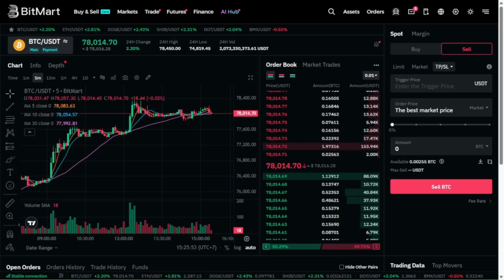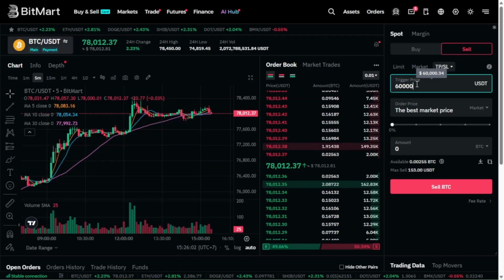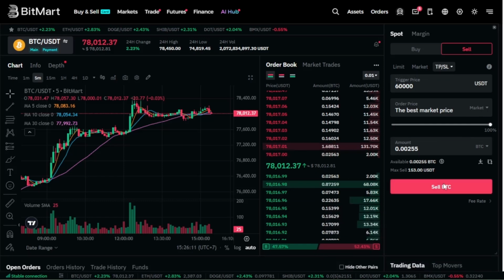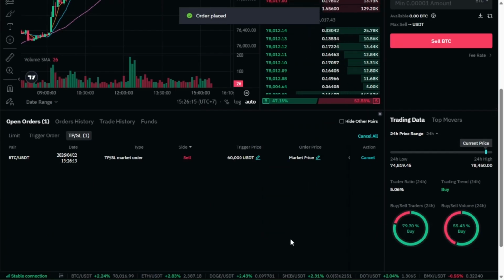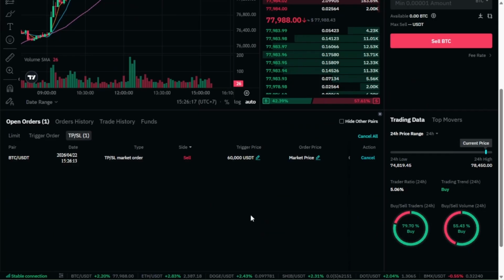If we wanted to protect ourselves on the downside, we would set a stop loss. So right now Bitcoin's trading at 78,000. Let's say if it goes past 60,000, we want to sell our position and just cut our losses as the losing is making us nervous. We can execute this order, and we can see down below our stop loss order.